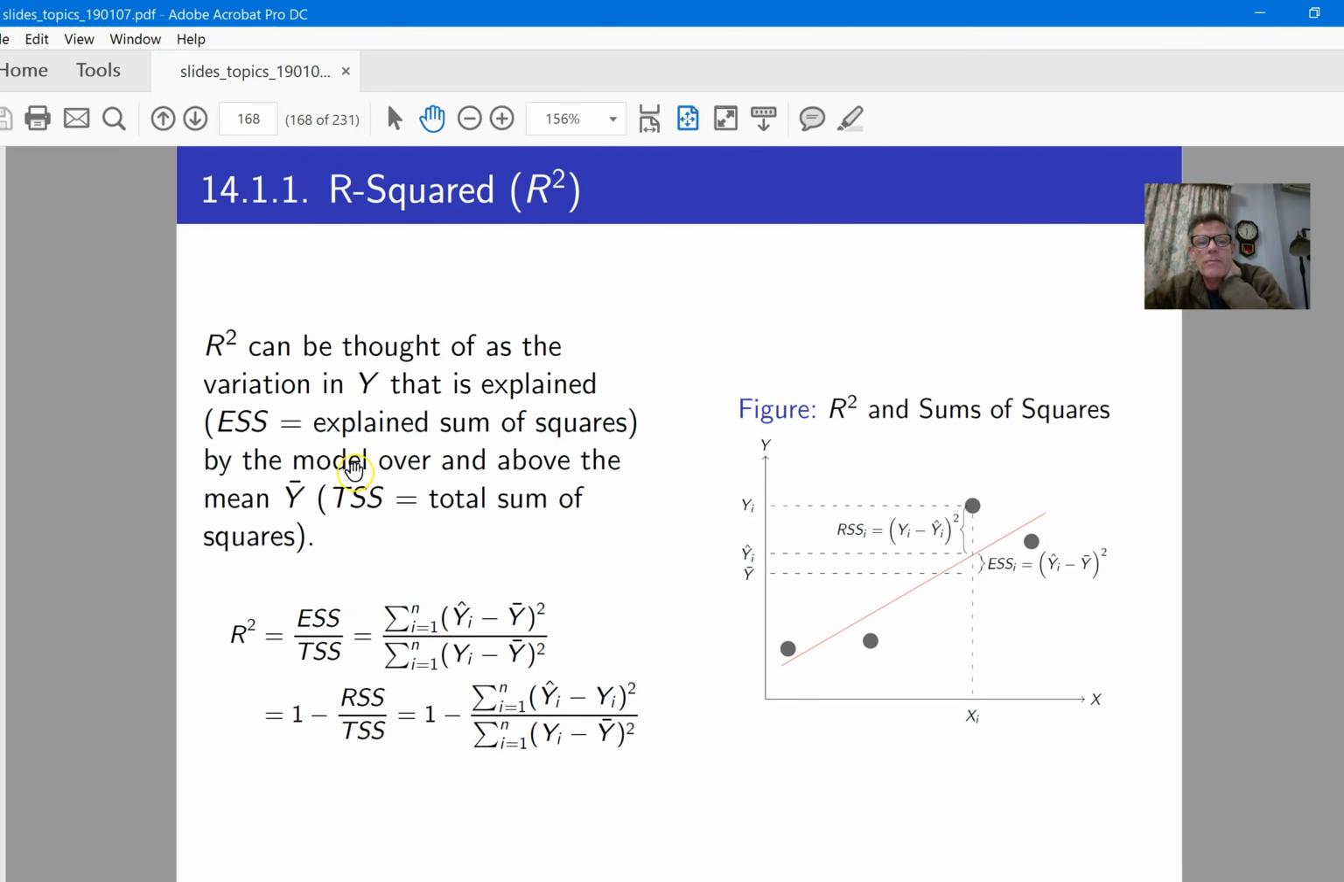It's basically the explained sum of squares on the total sum of squares. So how much of the variation in y has x been able to explain? That's the explained sum of squares, and dividing by the total variation in y makes this into a proportion so that it can be expressed as a number between 0 and 1.